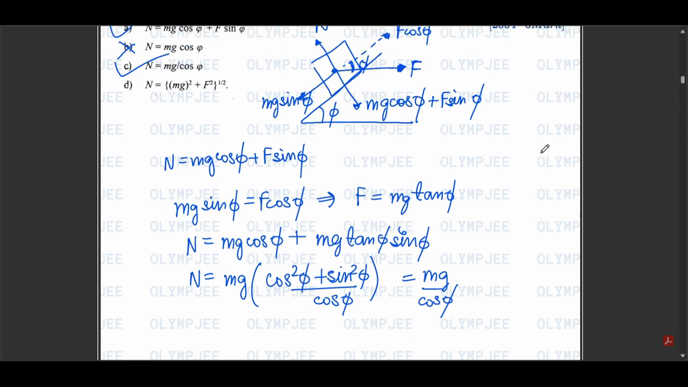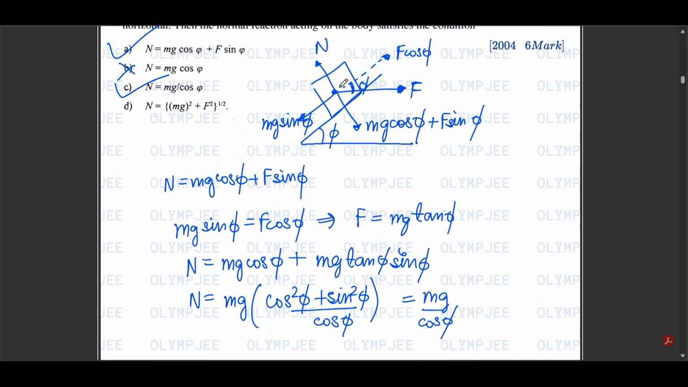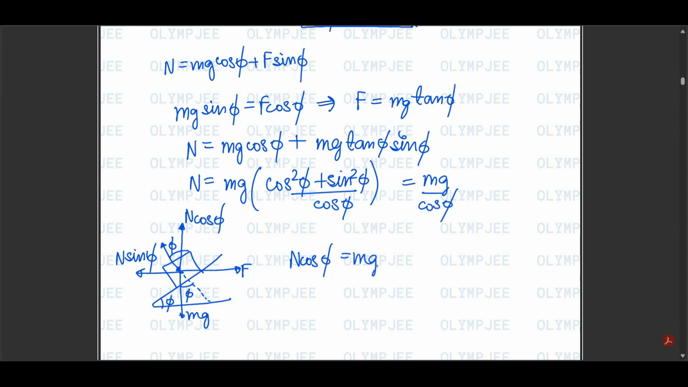And option D is saying that normal is the square root of mg square plus f square. So let us see if this is right. We know that normal is acting in this direction and this is mg. So we know that this angle is equal to phi, so this angle is also equal to phi. So this will be n cos phi, and friction is acting here, and this will be n sin phi.